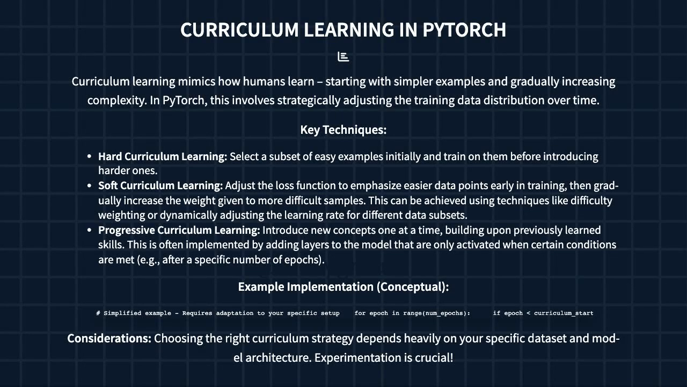Okay, let's talk about curriculum learning, a really smart technique for training neural networks. It's based on how we humans learn, starting with the basics and building up to more complex challenges. In Pytorch, this means carefully managing the data you feed your model over time. We can use techniques like selecting only easy examples initially, or adjusting the loss function to give more importance to simpler data points early in training. Another approach is progressive curriculum learning, where we introduce new concepts one at a time, building on what the model already knows. Don't forget that this often needs some experimentation to find the best strategy for your particular problem.